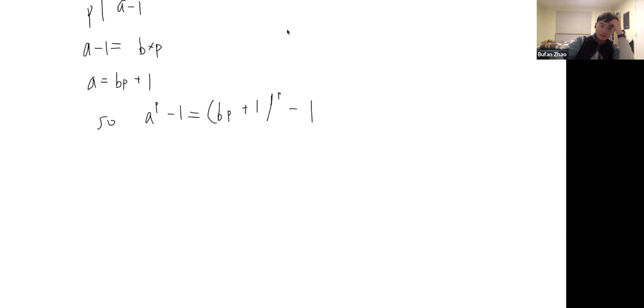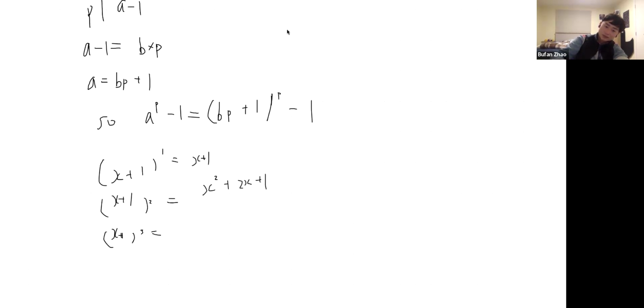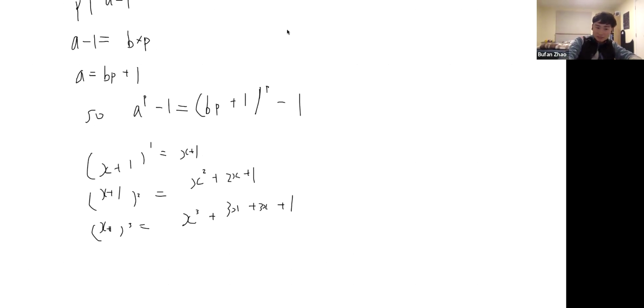So, (x + 1) to the power of 1 is equal to x + 1. (x + 1) squared is equal to x squared + 2x + 1. (x + 1) cubed is equal to x cubed + 3x squared + 3x + 1. Now, the pattern goes on and on, and this is what we call binomial expansion.